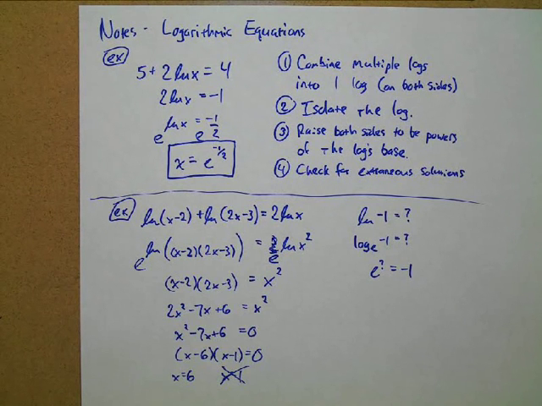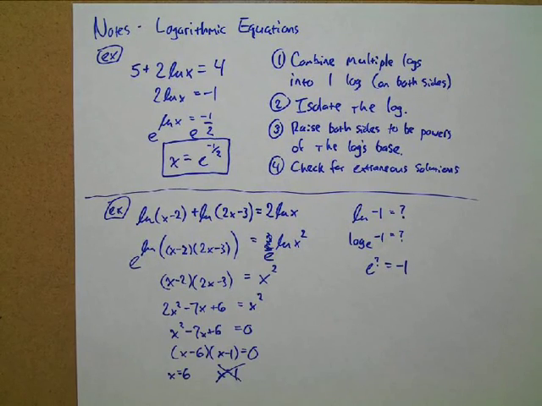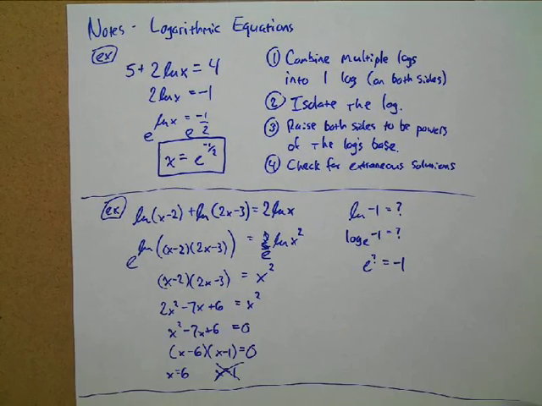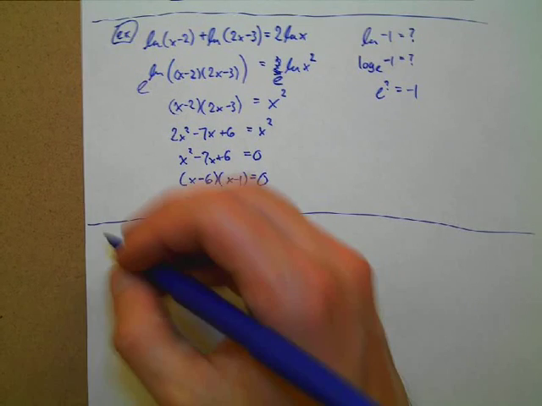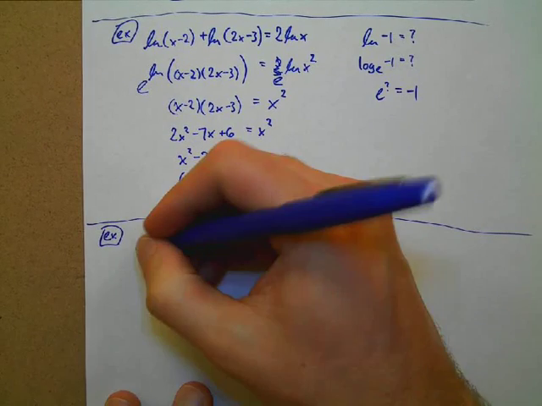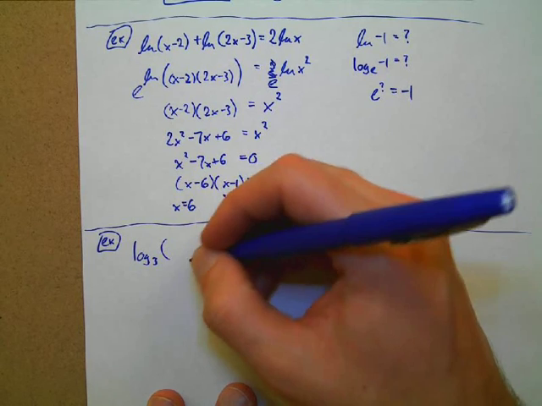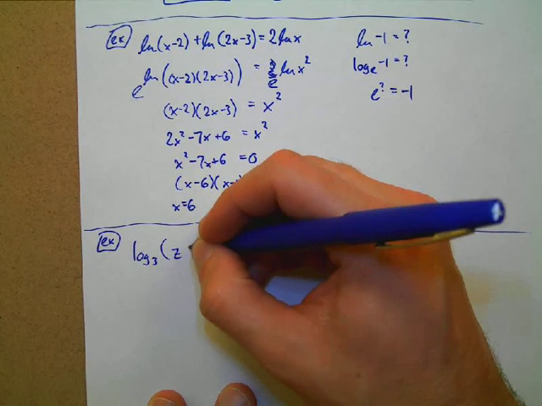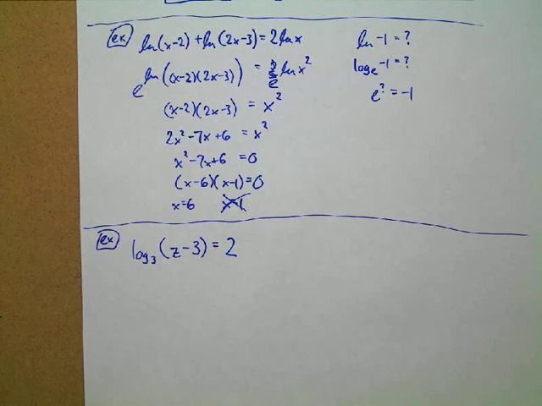Okay. Let me do one more here, and then I'll have you try one on your own. All right, let's do log base 3 of z minus 3 equals 2.